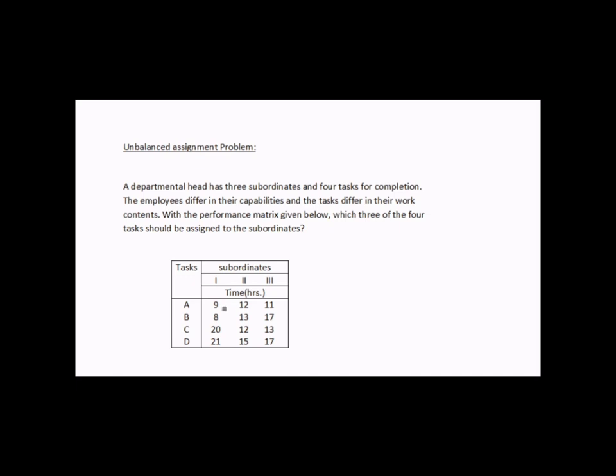So the first subordinate takes 9 hours to complete task A, 8 hours to complete task B, 20 hours to complete task C, and 21 hours to complete task D. If you compare this matrix with the previous problems that we have looked at, you'll see that there are 4 tasks and 3 subordinates. So this is a perfect example of an unbalanced assignment problem. So let us look at how we can go ahead and solve this. Step 1 would be to express the problem in an n by n matrix. So let's first note down the matrix.